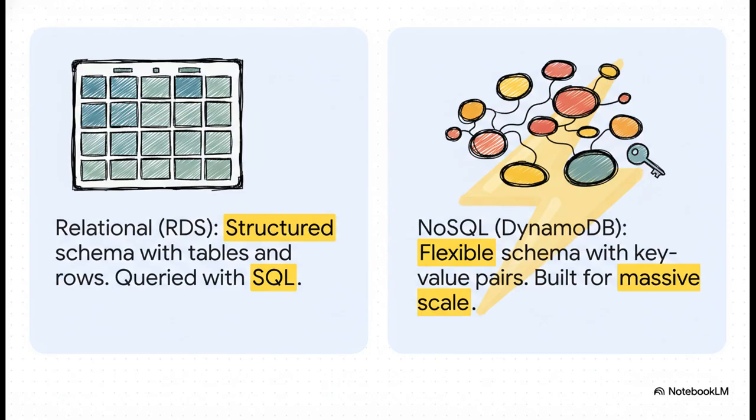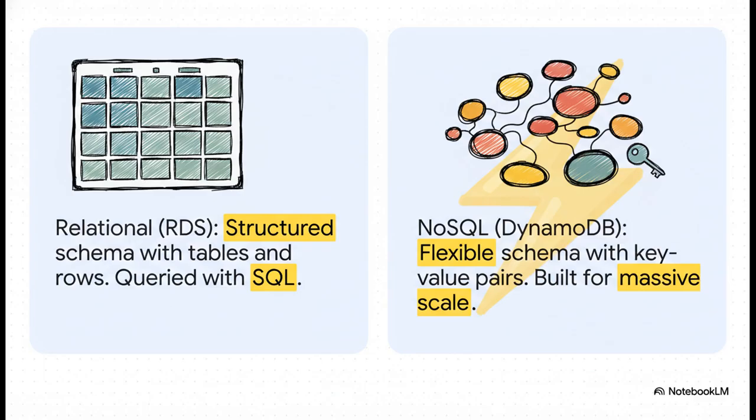And this is really the fundamental choice. On one side, you've got your relational databases, like RDS. The easiest way to think about this is like a spreadsheet on steroids, right? It's highly structured with tables, rows, and columns. Then, on the other side, you've got NoSQL databases, like DynamoDB. These guys are all about flexibility and just insane speed, built for simple, lightning-fast lookups, whether you have 10 users or 10 million.